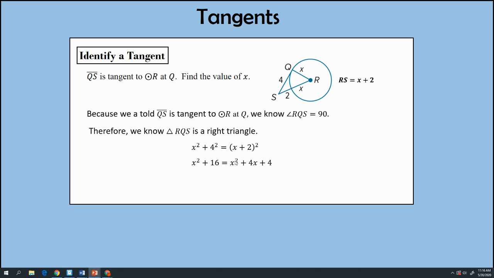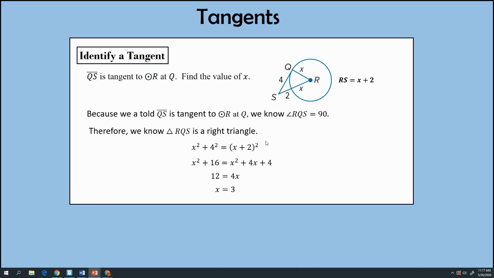Now subtract x squared from both sides and the x squareds cancel. Subtract 4 and we're going to get 12 equals 4x. X equals 3. And we got it. That asks us to find the value of x. The value of x is 3. So that radius of this circle, we now know, is 3.